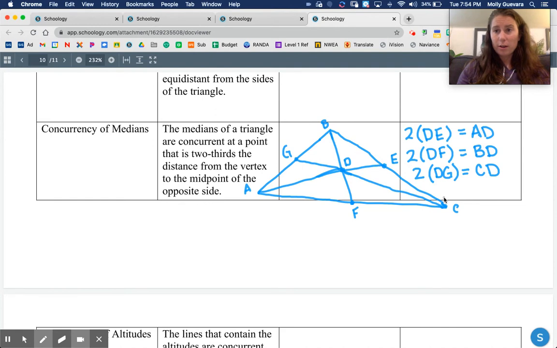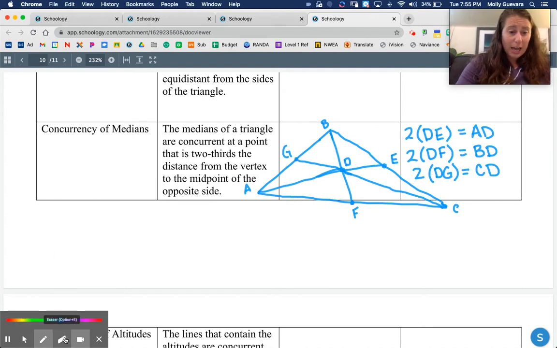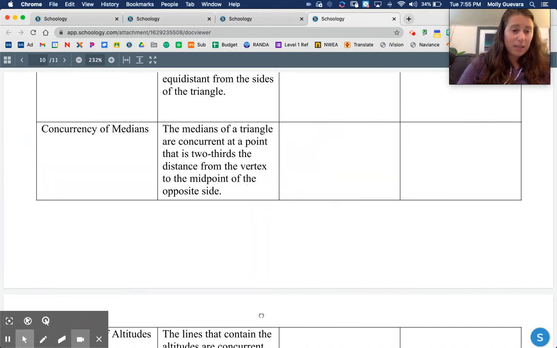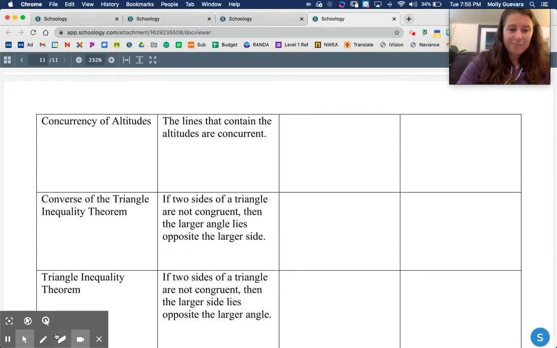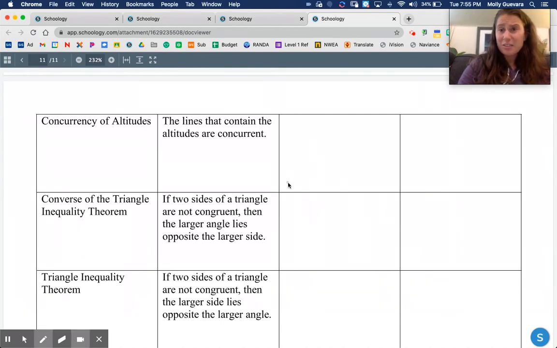No other type of concurrency works in that way. It only works when we're talking about medians. The last thing that we're going to look at today is the concurrency of altitudes. Nothing special happens here. All that we have is that the three altitudes meet at a point. So the lines that contain the altitudes are concurrent. They meet at one point.